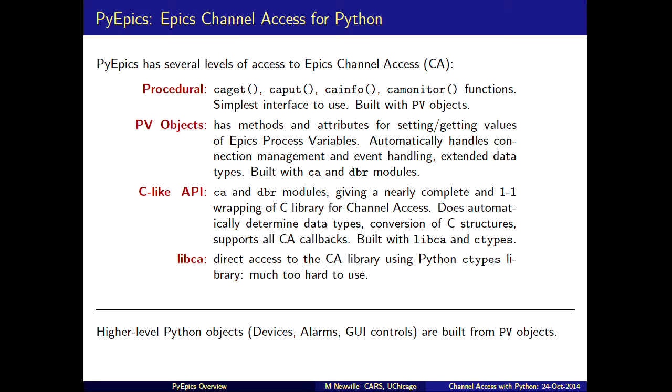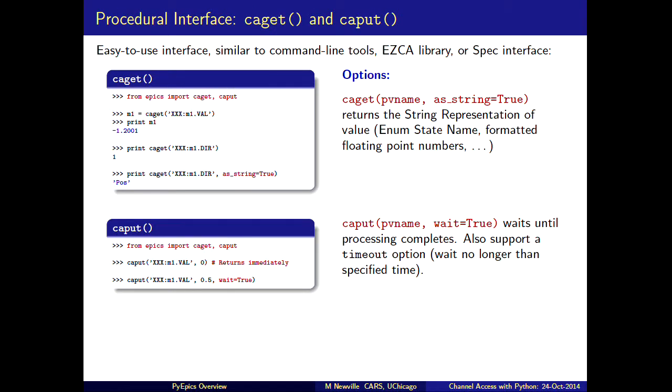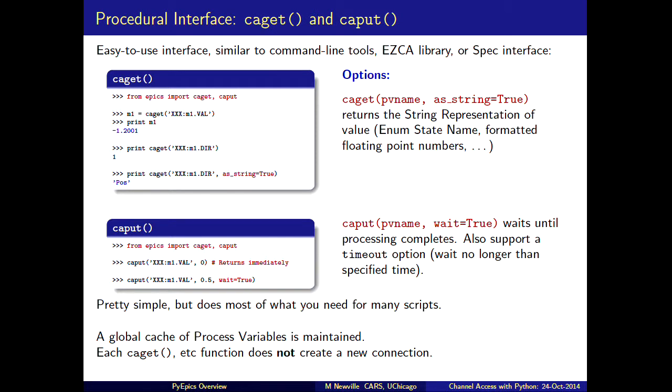And then there are higher level objects, devices and alarms and so on, and GUIs that I'll show you that are also built on top of the PV object. So there's all of these layers here, and what mostly you're going to want to use is either the PV objects or the procedural interface, the procedural functions. In fact, these procedural functions, CA get and CA put, do maybe 80, 90% of what you need. So if this is new to you and you walk away with this screen, you can do a lot of stuff, right? Because you can do a CA put and a CA get.